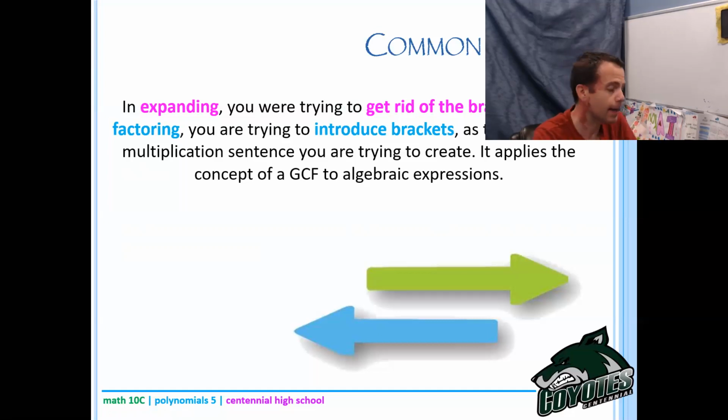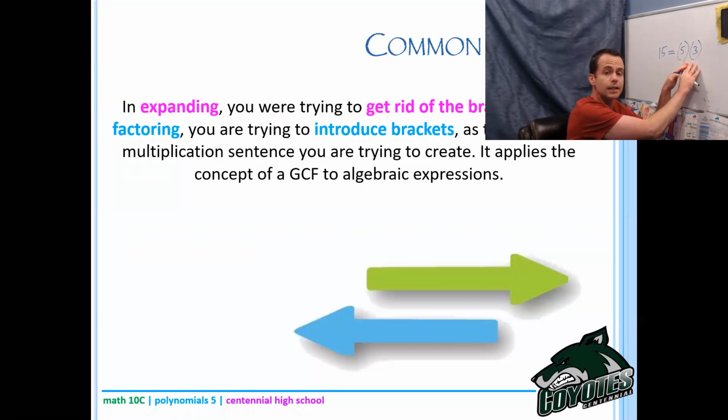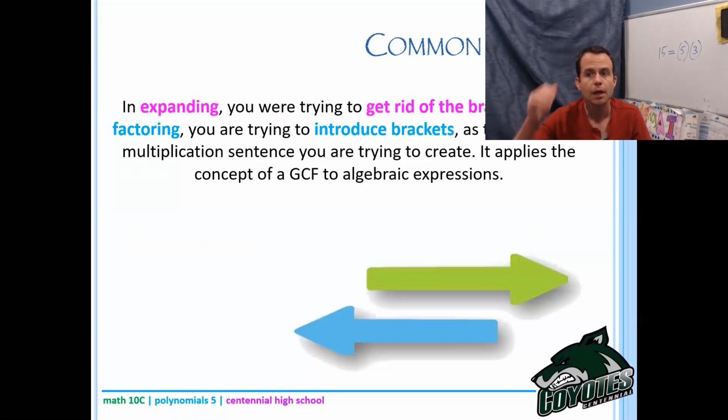If I asked you to factor the number 15, you may write 15 as 5 times 3. So I took my simplified version and I created a multiplication sentence. So I actually introduced brackets there, okay? It applies to the concept of a greatest common factor.